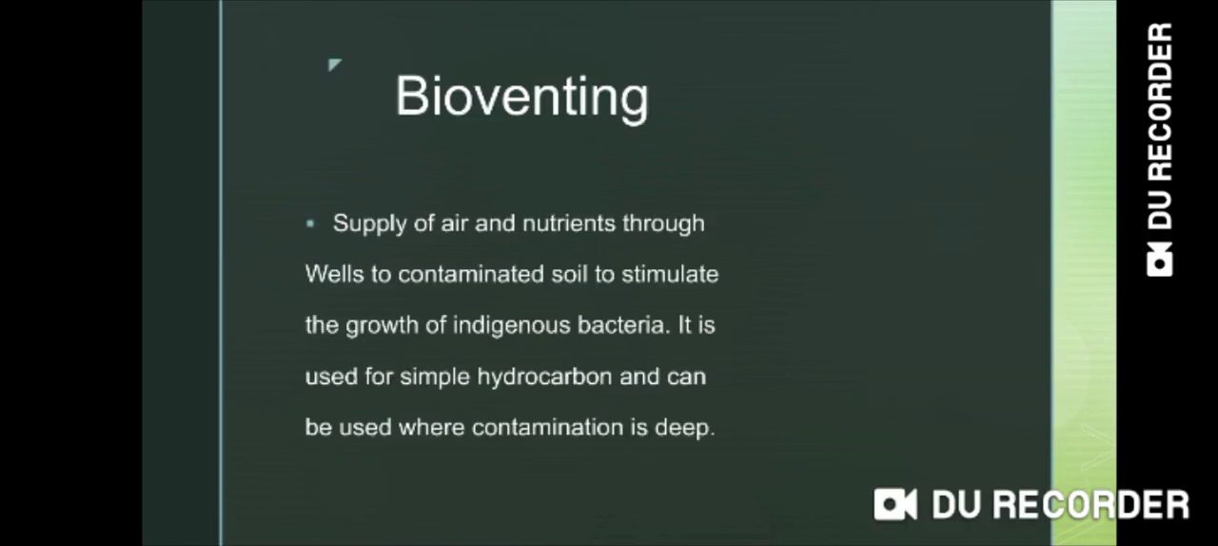First is bioventing. In bioventing, contaminated soil is degraded. Here, in the contaminated soil, the bacteria is already present. Here you can see the word indigenous has been used because the bacteria is already present, and to degrade the contaminated soil, we supply air and nutrients so that the growth of bacteria is increased and the rate of degradation is increased. This method is used for simple hydrocarbons and can be used where contamination is deep.